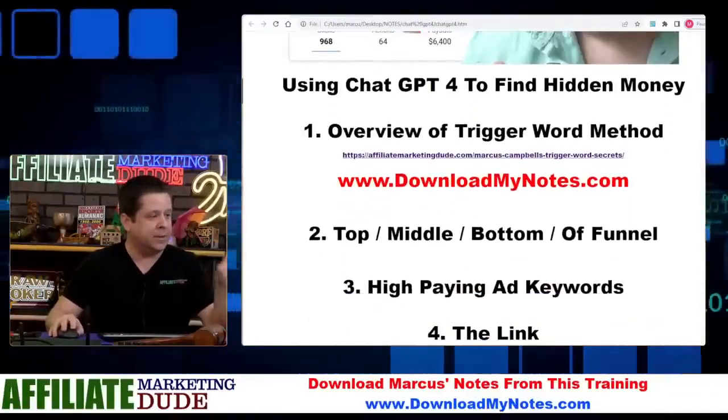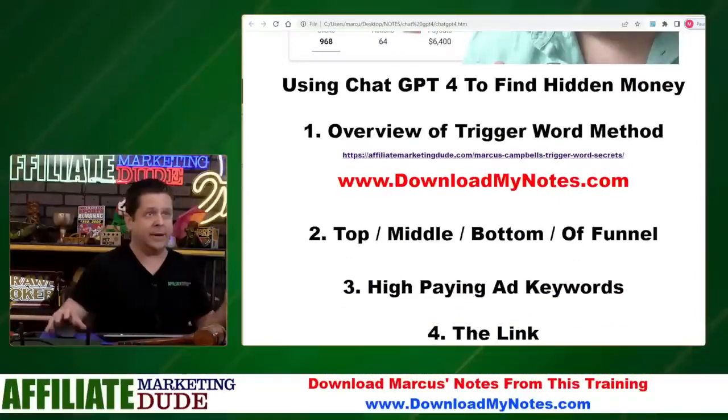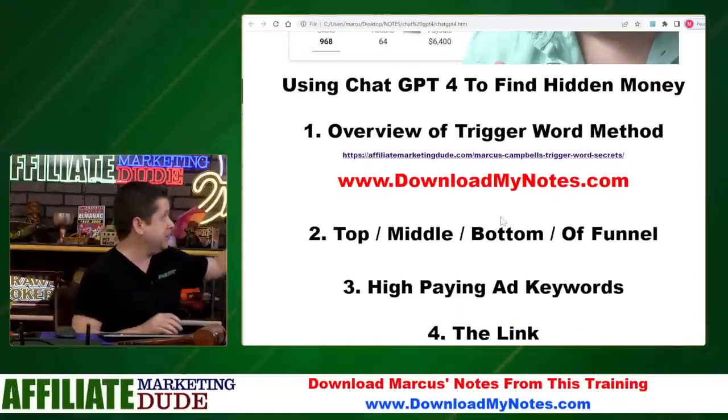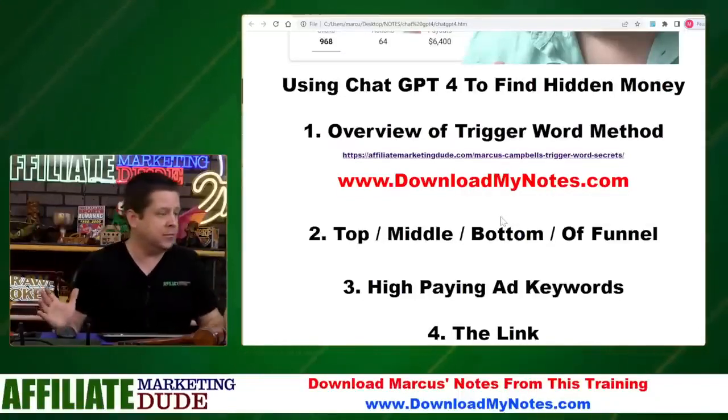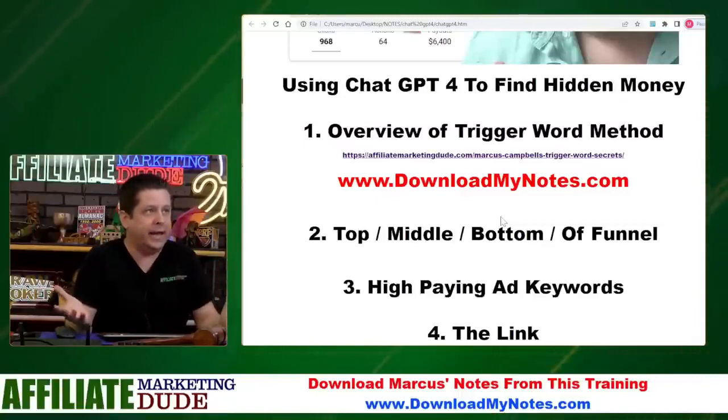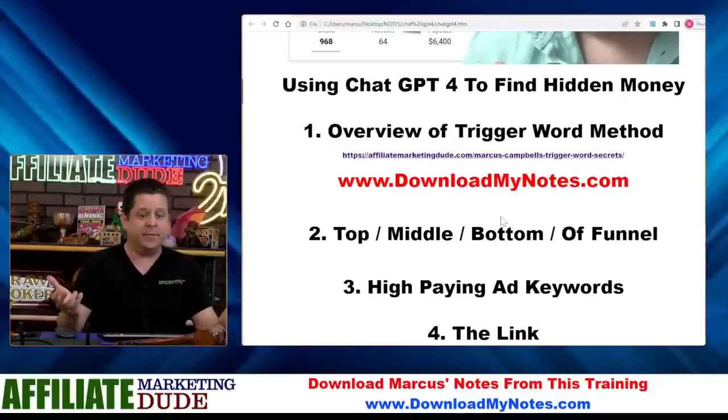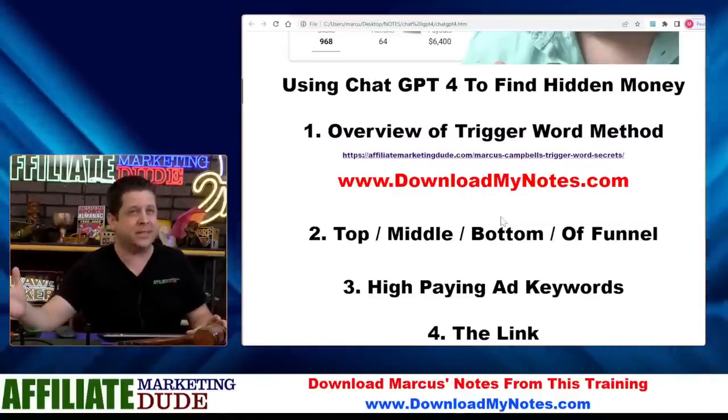So we got top, middle, bottom of funnel. Again, we're talking about how that works. The top of the funnel is the people that don't yet know what they're doing. Like they don't know they need this stuff. It's our job to help them. Guy with a virus doesn't know he should back up his data.